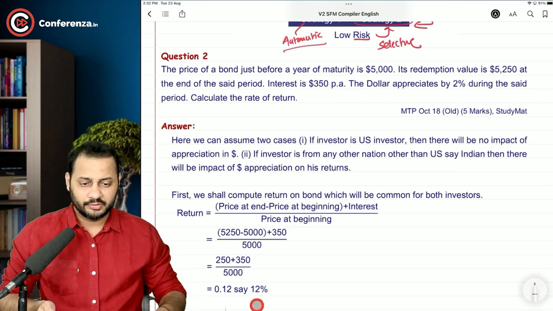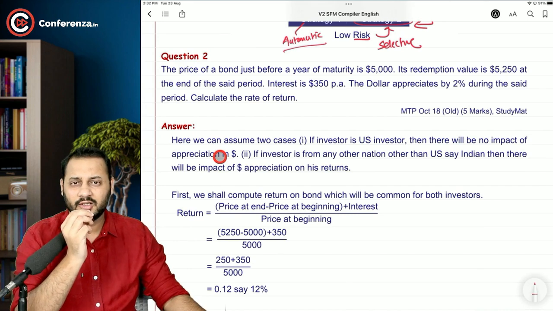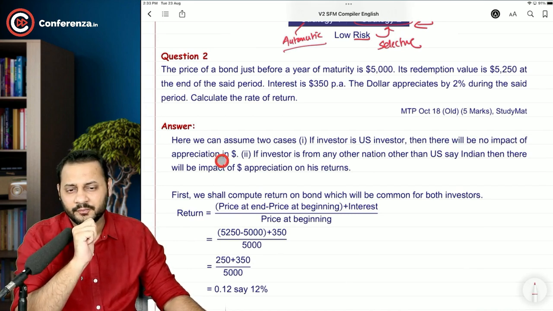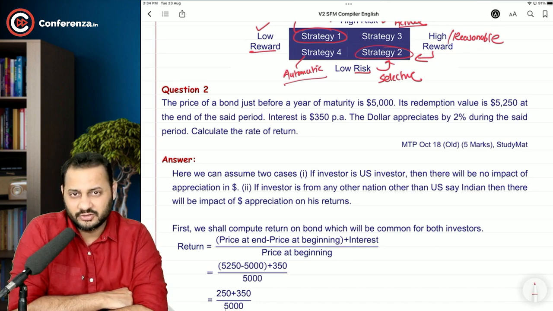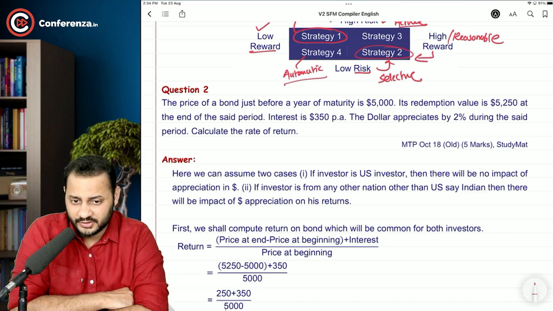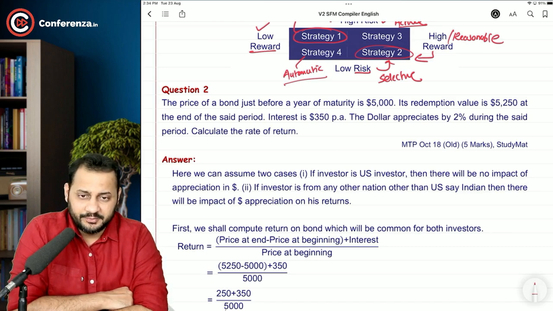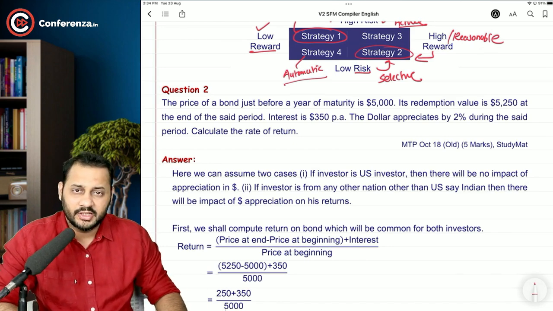So let's have a look at question number 2. That's an easy question, and the formula and the concept are related to the bond valuation topic that you have learned. In fact, in portfolio management also you have learned about this. The price of the bond just before a year of maturity is $5,000 and its redemption value is 5250. That means the capital appreciation is $250. At the end of the said period, interest is $350 and the dollar is appreciating by 2% during this period.